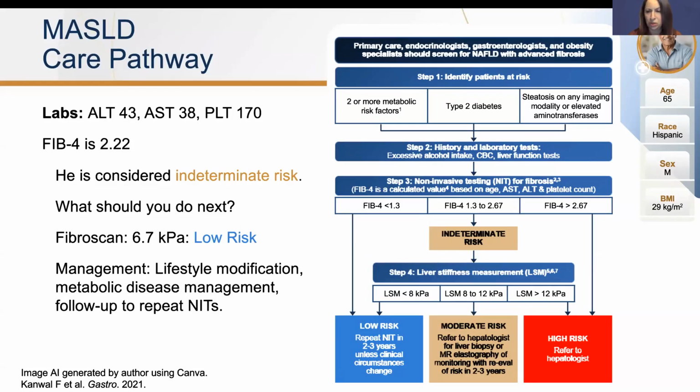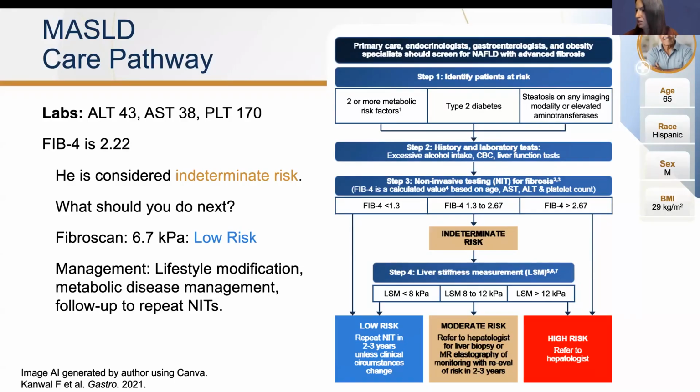A FibroScan is a test we do in the clinic, which uses a sound wave to assess the level of liver stiffness, which correlates with the level of fibrosis. His score comes back at 6.7 kPa, which puts him at low risk. So in this case, he doesn't have advanced liver disease, so our treatment recommendation for him is going to be lifestyle modification, metabolic disease management, and then follow-up of repeat non-invasive testing.